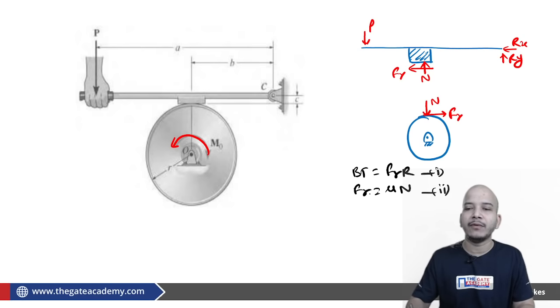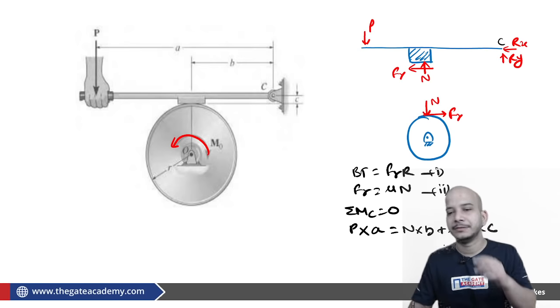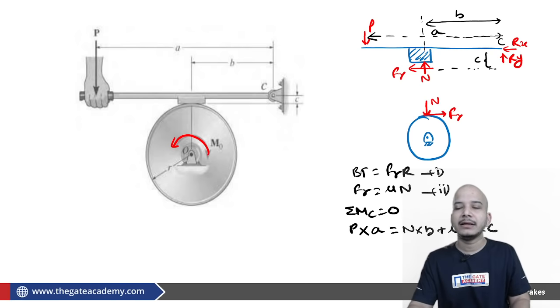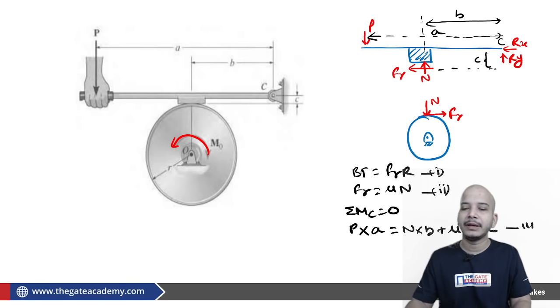Here if I will ask that okay, what will be the relation between P and N and Fr, then in that case you can say that net moment about point C must be equal to 0. P into A must be equal to N into B plus mu N into C. Okay, as far as the moment arms are concerned, this is C, this is B, and this is A. So already we know about A, B, C. We can easily say that okay, this relation will be correct.